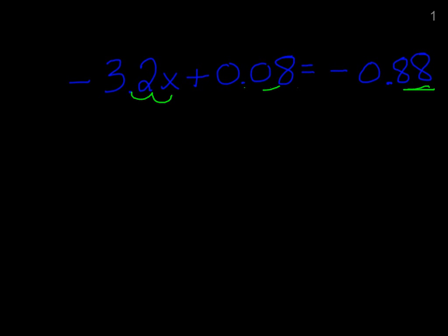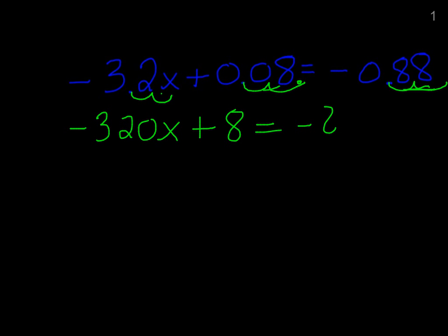And so if I move that over twice, I'm left with negative 320 because I'd fill in that empty place with the 0 and write x. If I move this over twice, I'm left with just 8 because the decimal would now be there. And if I move this over twice, I'm left with negative 88. Okay? So I hope that makes some sense. And now you have an equation that's a lot easier to solve.